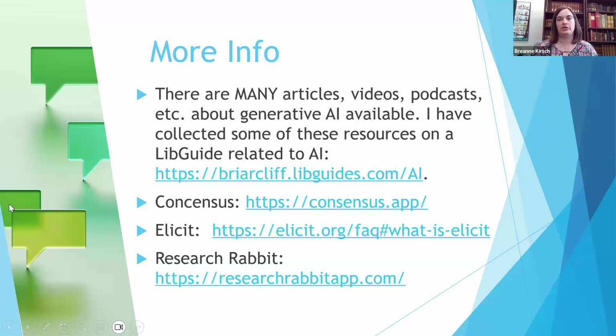All right, so I did want to share some links here to information. There are a lot of articles, videos, podcasts, etc., about generative AI. I have collected some of them into a LibGuide. I will admit this is a very preliminary LibGuide. I haven't updated it in a little while, but it links out to a lot of great resources. So please give me a little leeway with that. And then I do link to Consensus, Elicit, and Research Rabbit here as well.